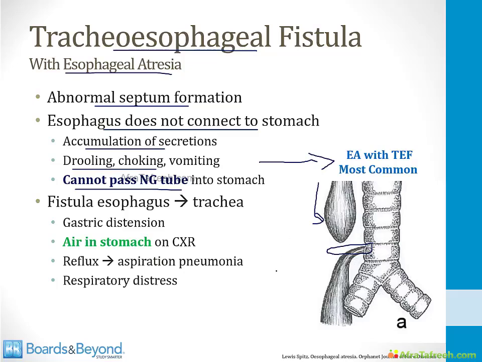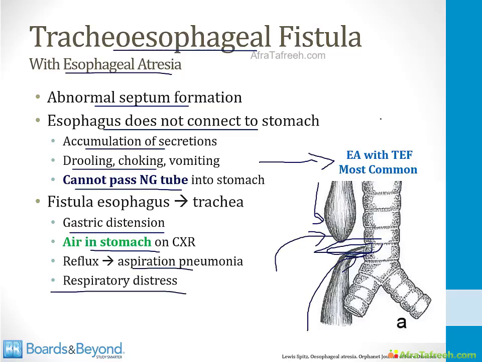That's because the nasogastric tube cannot go beyond the blind pouch of the proximal esophagus. These babies also have a fistula connecting the trachea to the esophagus and the stomach, so that can allow air into the stomach, causing gastric distension and air that you can see on X-ray. You can also have stomach contents reflux into the trachea, causing aspiration pneumonia and respiratory distress in a newborn. And this entire situation is a result of abnormal formation of the septum between the lung bud and the foregut in the first few weeks of development.